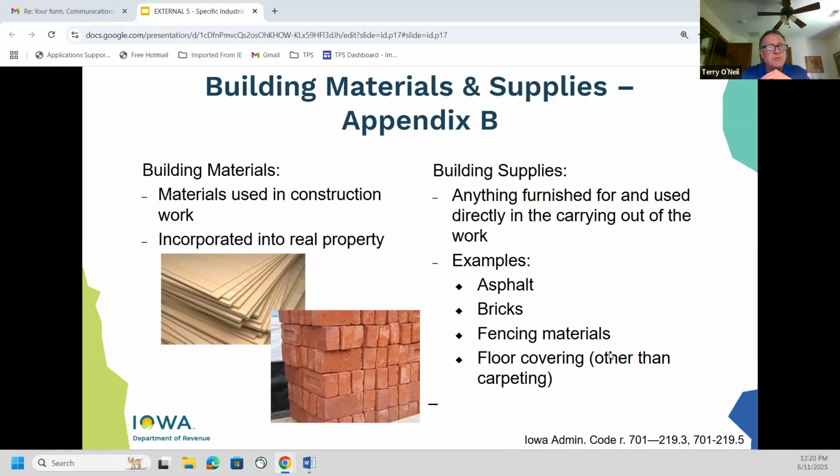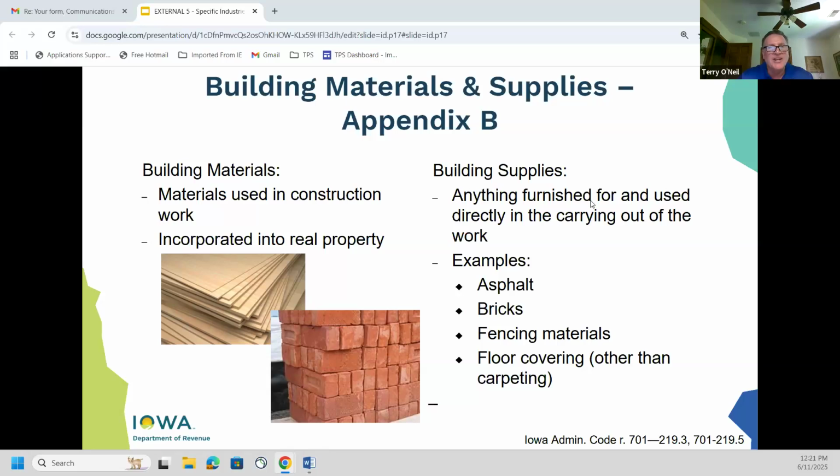A couple things, I think most of us would understand what building materials are. These are materials that begin as tangible personal property, such as we've got some pictures here. It looks like some plywood and also some bricks. They're tangible personal property when they're in this picture. We can pick them up, we can move them, we can carry them around. When we are finished with them, they are incorporated into real property. So instead of being a brick, it's going to be a part of a building. So again, building materials become real property once they are used in a construction contract.